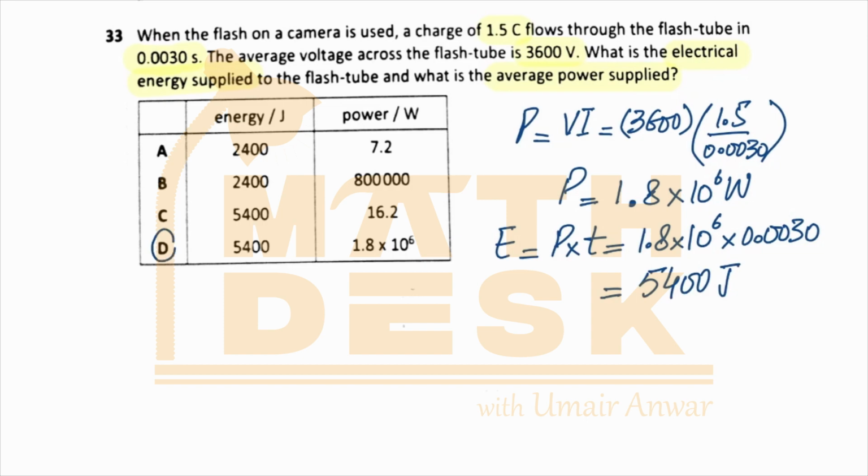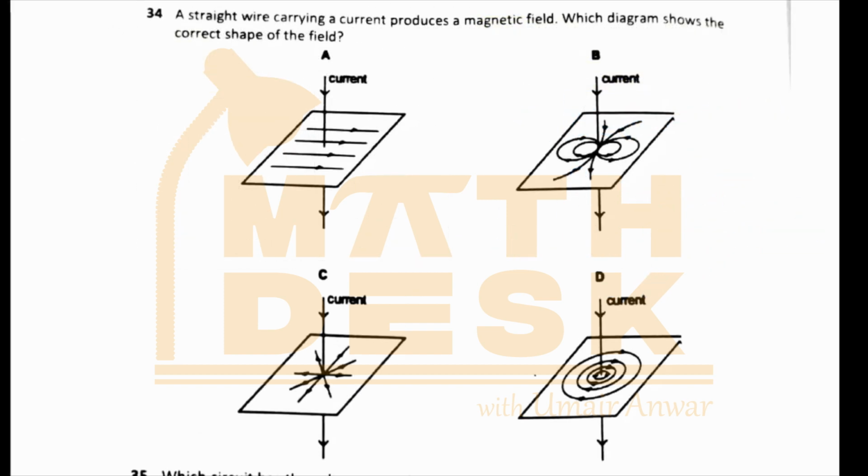So it means that the values in the last option are correct. The next question says a straight wire carrying a current produces a magnetic field. Which diagram shows the correct shape of the field?